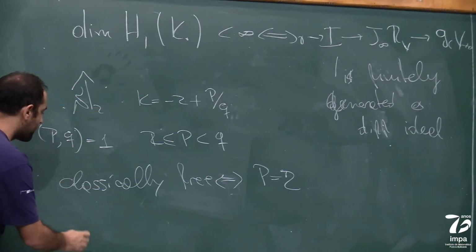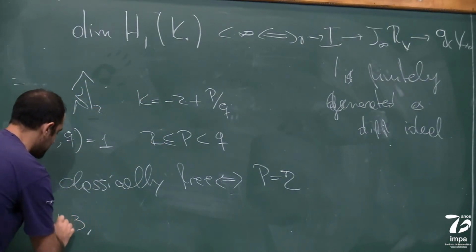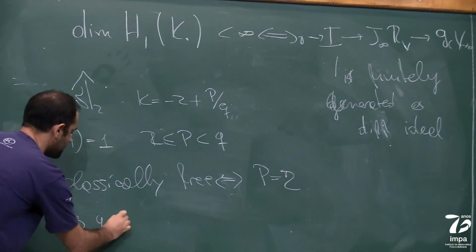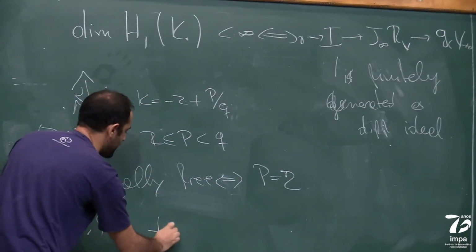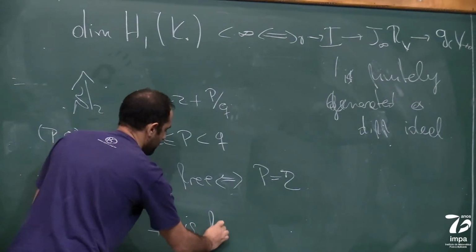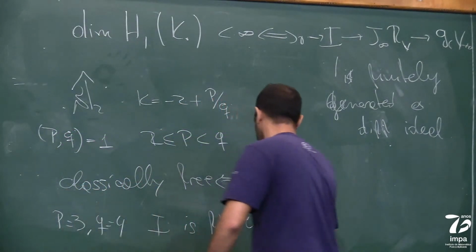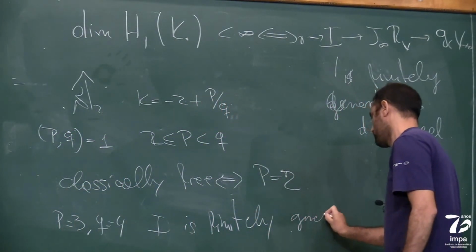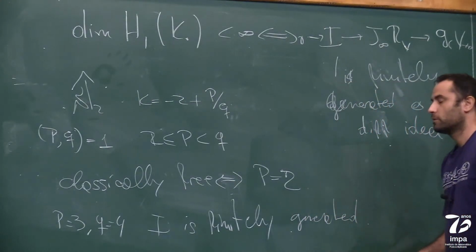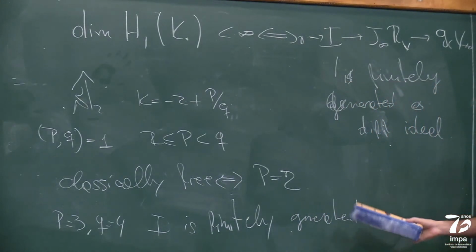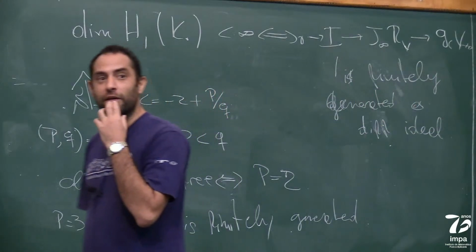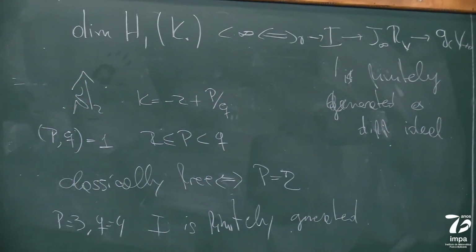But if p is bigger than 2, we only know for p equal to 3, q equal to 4, that the ideal is finitely generated. So we don't know any other example, even among the Virasoro guys, that this ideal is finitely generated. So we don't even know how to prove that the chiral homology is finite dimensional, even though it's expected that it's 0.